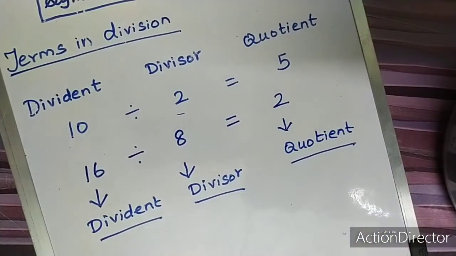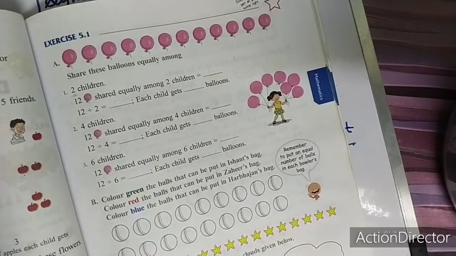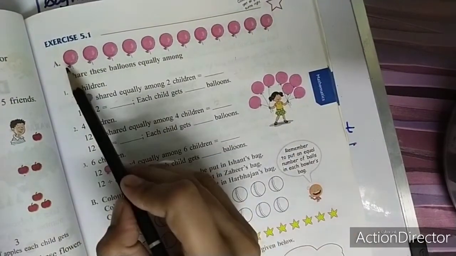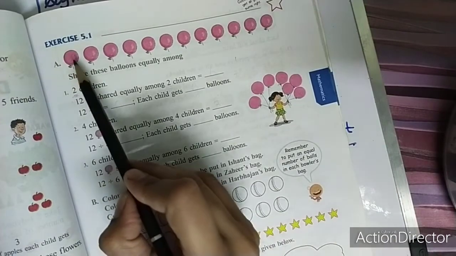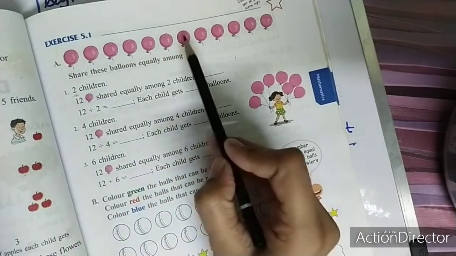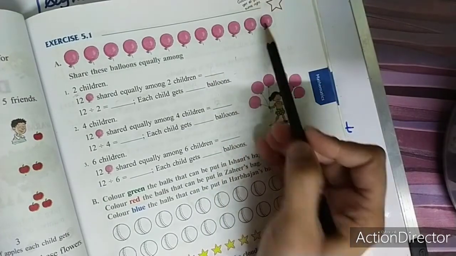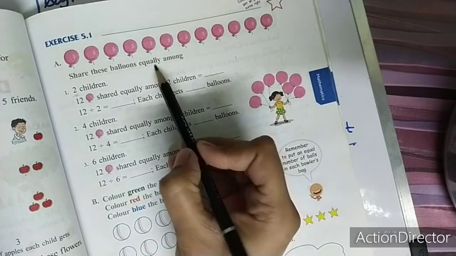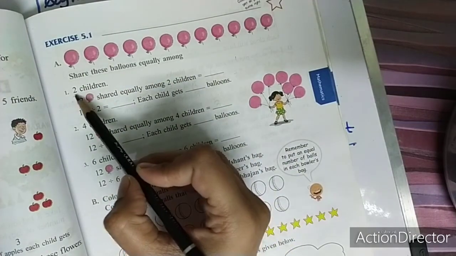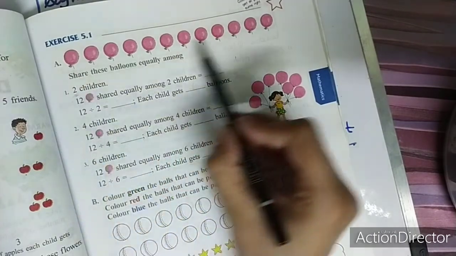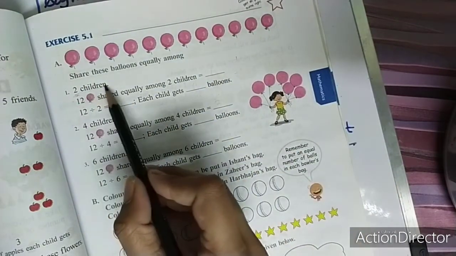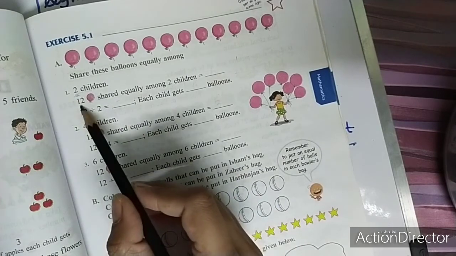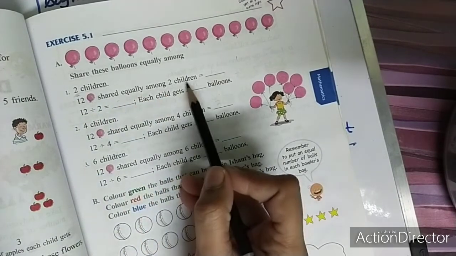Okay, now take your textbook, page number 73, exercise 5.1. See, how many balloons are there? 1, 2, 3, 4, 5, 6, 7, 8, 9, 10, 11, 12 balloons are there. So share these balloons equally among, first, 2 children. 12 balloons shared equally among 2 children.